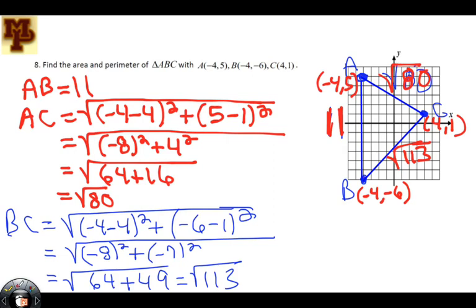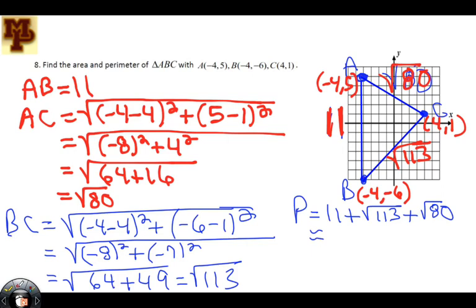Okay, so let's do perimeter. So perimeter would be adding all these together. So perimeter equals 11 plus square root of 113 plus square root of 80. And if you wanted an exact answer, that's really the exact answer. Or you can say it's approximately, and then you just do that on your calculator.